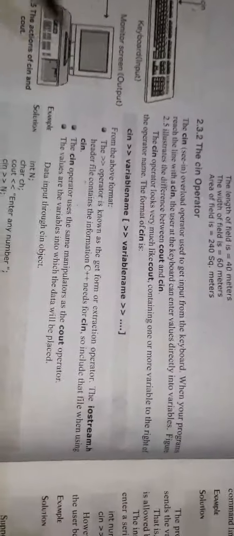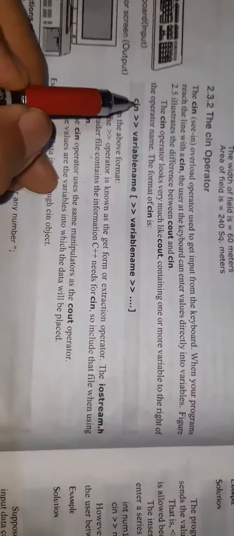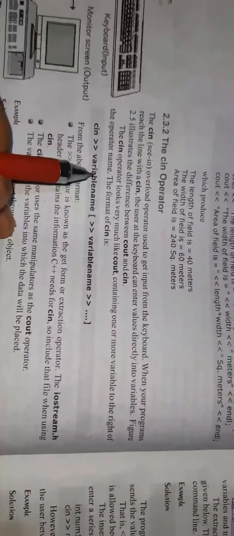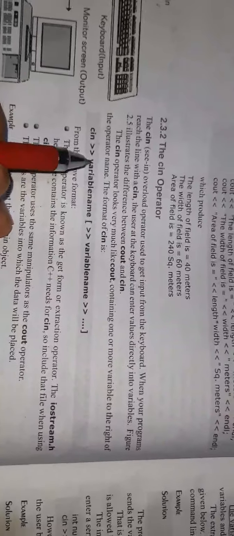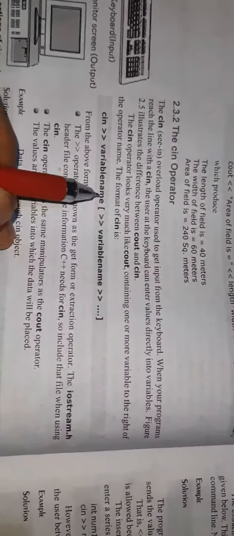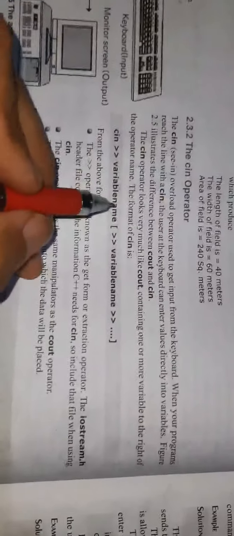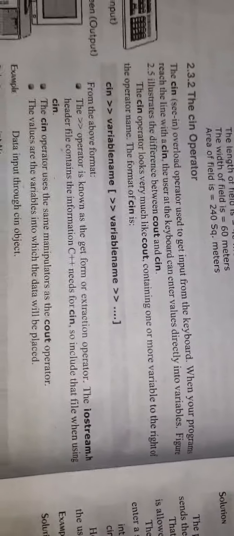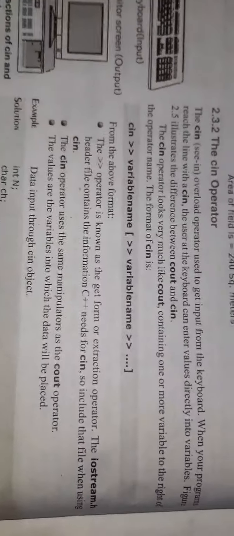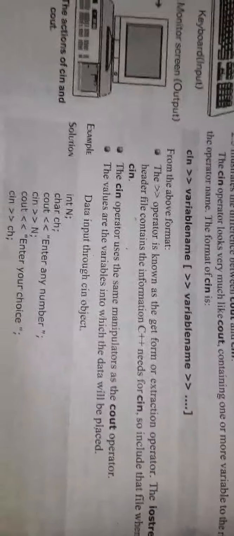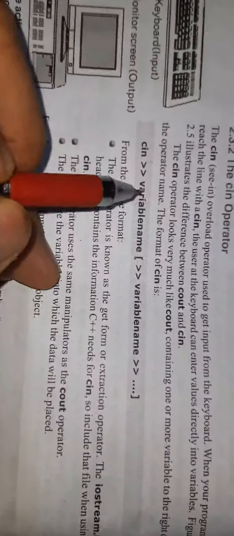So it accepts any data that is entered from the keyboard. It may be from the mouse also. Here also the syntax is cin, then the extraction overload operator, and then the data, in this case the variable name. Since you know that you need a variable to store the data, without a variable the compiler will not allocate memory space for that program. That's why a variable name is used here.